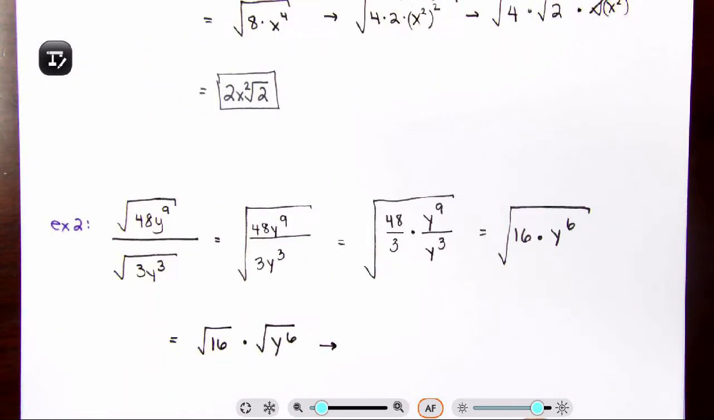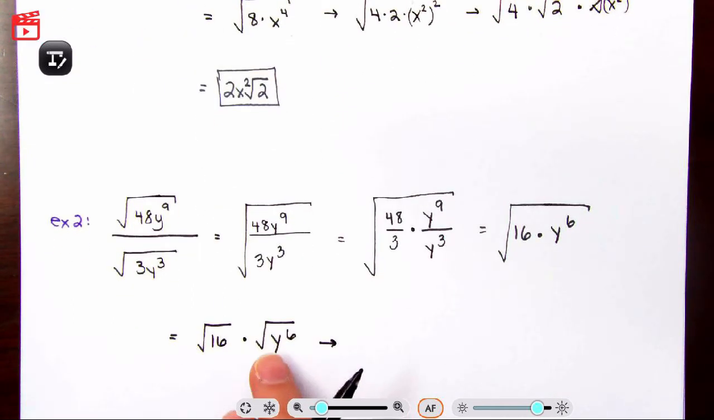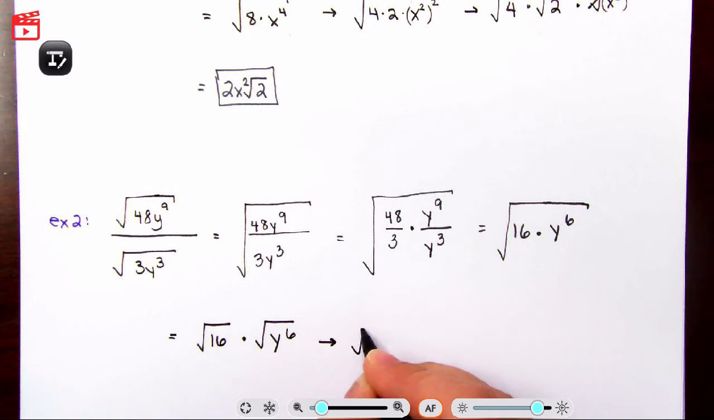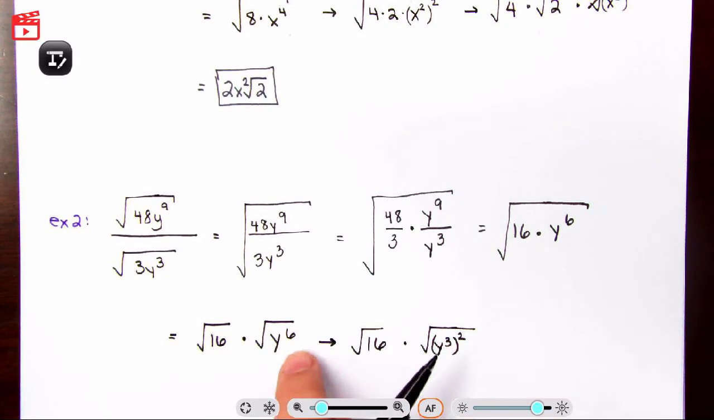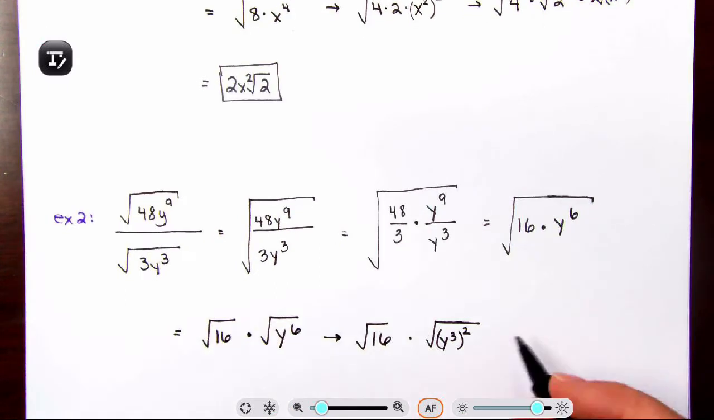Oh, you guys can't see that. I apologize. I'm going to split up y to the 6th power more because I want to simplify it further. And I can split up y to the 6th power as y cubed squared. And again, I'm using those exponential properties because 3 times 2 is 6, and that's what I have as my exponent. So now I get to say the square root of 16 is 4.